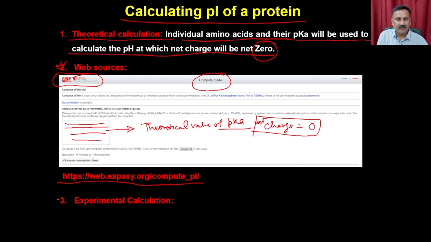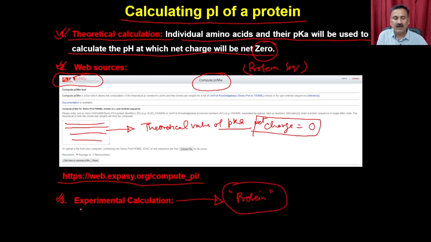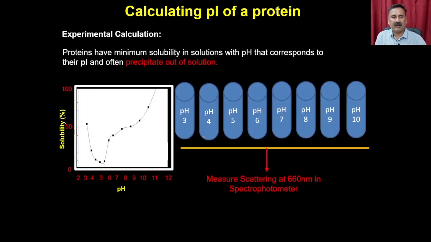The third is experimental methods. The first two options are only possible when you know the protein sequence. If you only have a protein but you don't know its sequence, then you have no option but to do experimental determination. How are you going to do that?